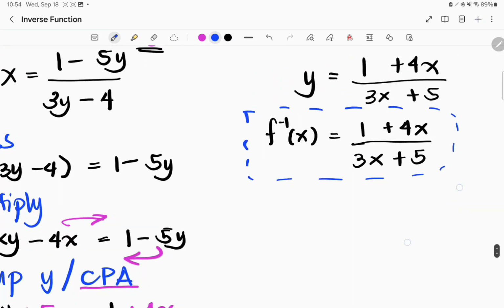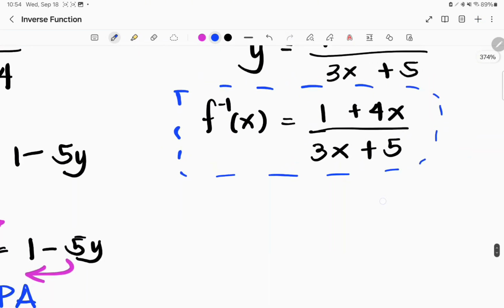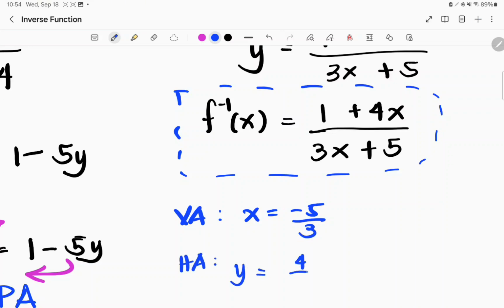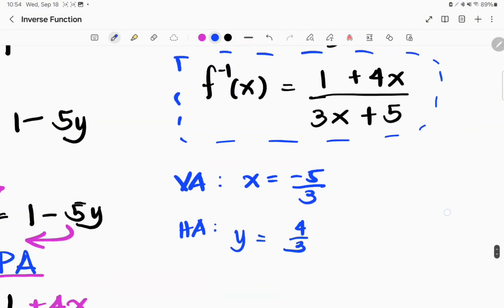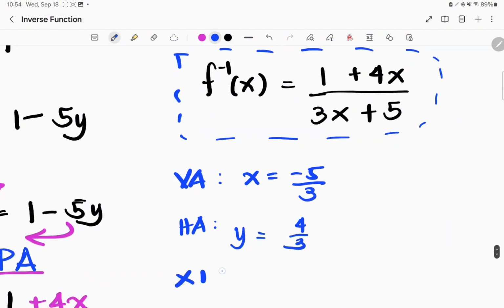So as you observe, this rational function can have a vertical asymptote of x is equal to negative 5 over 3. A horizontal asymptote of y equal to 4 over 3. And then an x-intercept of negative 1/4 and y-intercept of y is equal to 1/5.